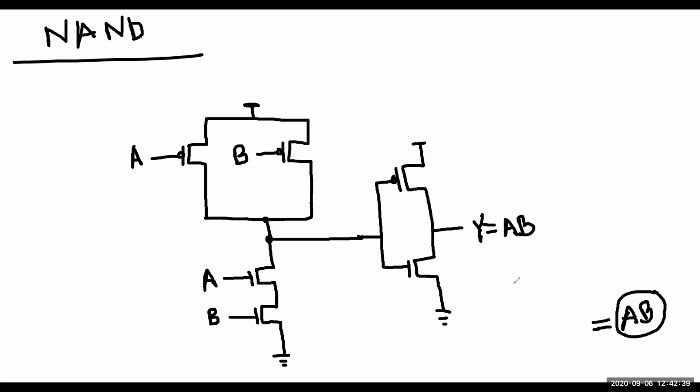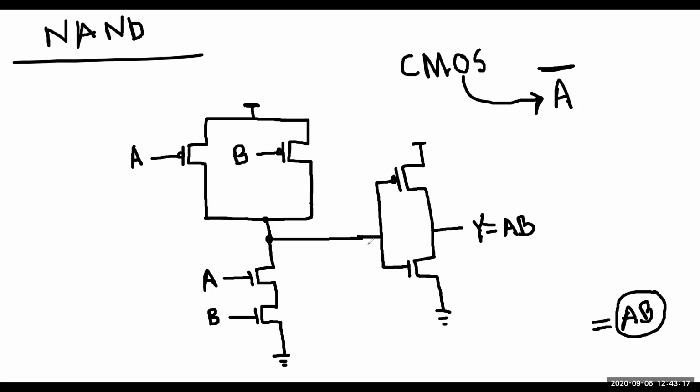So always remember, whatever you are going to design with CMOS, that will always have a bar. If you want to remove the bar, you have to use another CMOS. Got my point? Whatever you design with CMOS will have a bar, but if you want to remove the bar, you have to use one more CMOS extra.